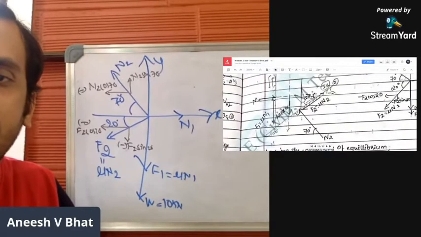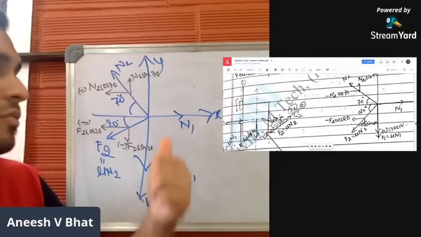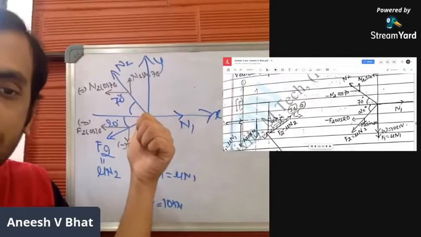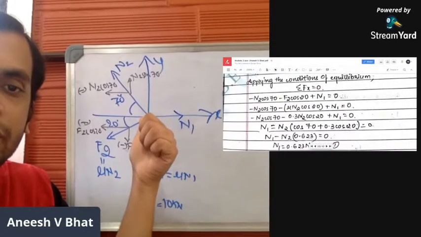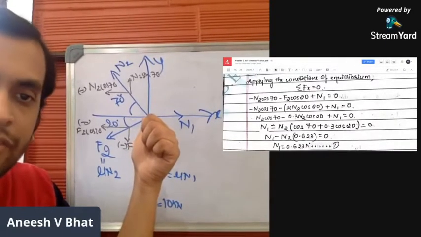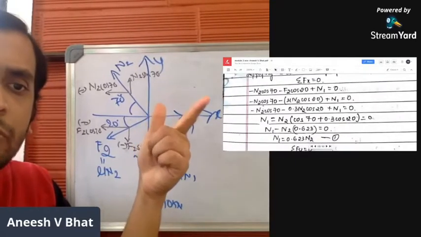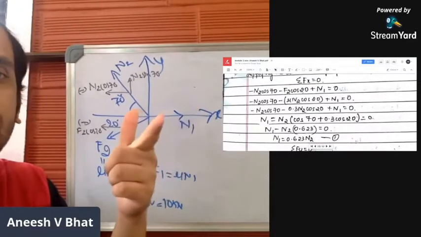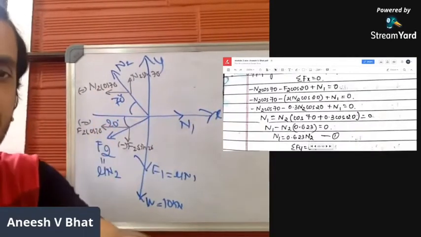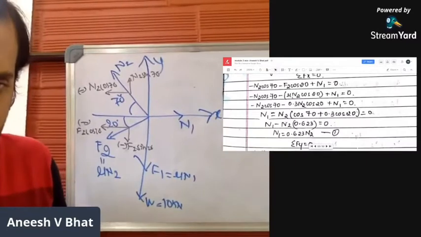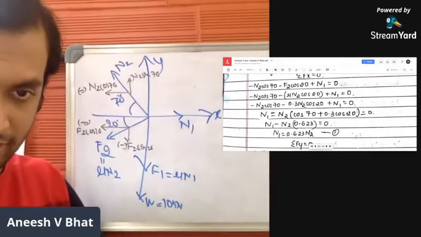This is the free body diagram which you have drawn here. The same free body diagram is being drawn again, and we apply the conditions of equilibrium. This is the first condition. Summation of Fx equal to 0. So minus N2 cos 70 minus F2 cos 20 plus N1, all the forces along x direction, is equal to 0. F2 can be written as mu into N2. We know the value of mu as 0.3, so 0.3 into N2 cos 20 plus N1.